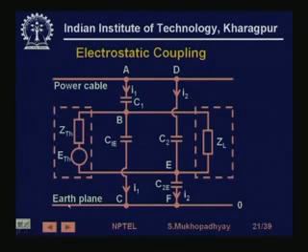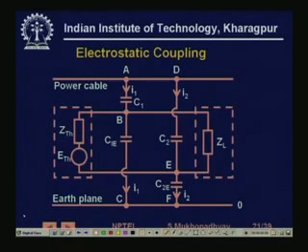Now we are coming to electrostatic coupling. In electrostatic coupling, whenever we have conductors, there are always capacitive couplings between conductors. So this is the power cable, which is possibly at a very high voltage, and there is a capacitance to the actual signal lines. Both signal lines also have capacitive couplings to the earth plane.